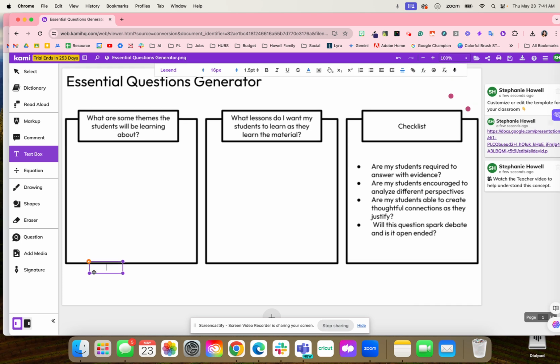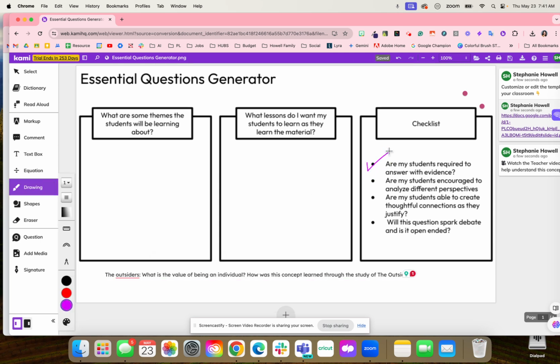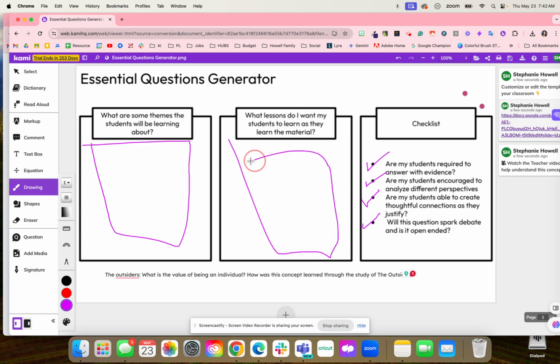And so here is an example question that I use for The Outsiders, right? What is the value of being an individual? How was this concept learned throughout the story? Okay. And then again, I can go through my checklist and make sure that, yes, my students need to provide evidence. Yes, they're encouraged to analyze. Yes, they're justifying. Yes, this sparks debate, right? And so again, I'm able to go through that checklist by using this to help me brainstorm what lessons were learned or what themes were a part of The Outsiders and then what lessons I want my students to learn.